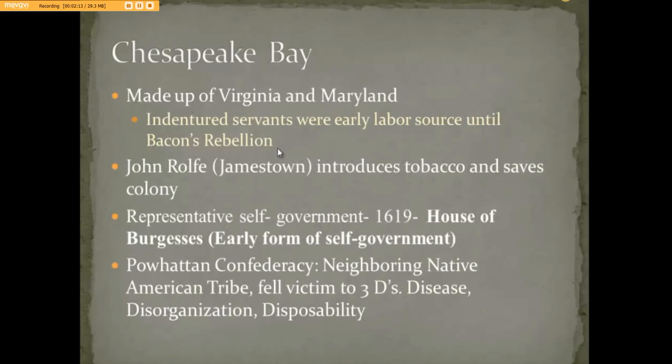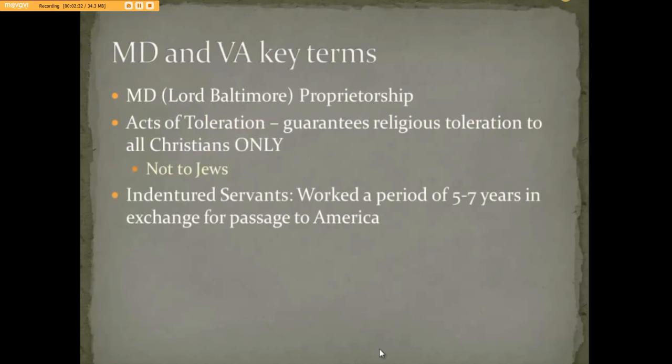The nearby Native Americans was the Powhatan Confederacy, neighboring Native American tribes, and they fell victim to the three Ds: disease, disorganization, and disposability. They died due to disease, they were disorganized, they were not a united group, and they were easily disposed by the British because they saw no need for them.